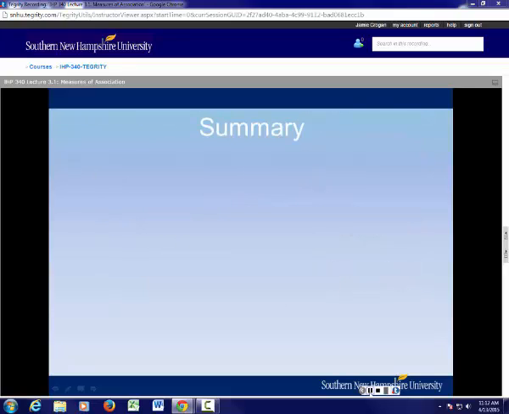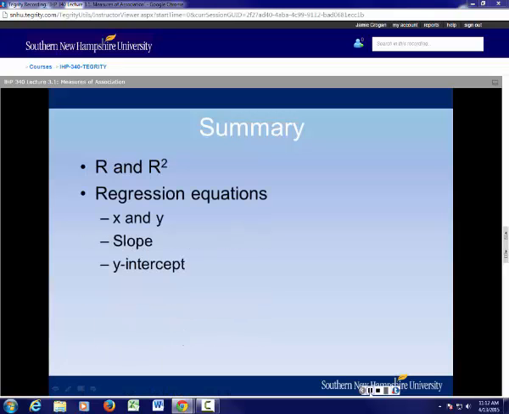So in summary, we've been talking about the R and the R squared, which are numbers that help us quantify the strength of a relationship between two variables or sometimes many X's and a Y. Regression equations have an X and a Y variable. X's are the independent variables and the Y is the dependent. Each X has a slope. If there are many X's, it is a multiple regression equation. If there's just one X, it's a simple regression equation.